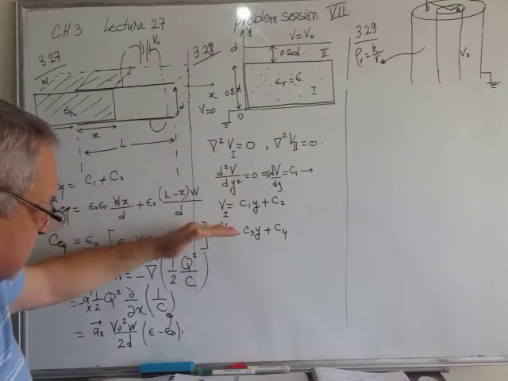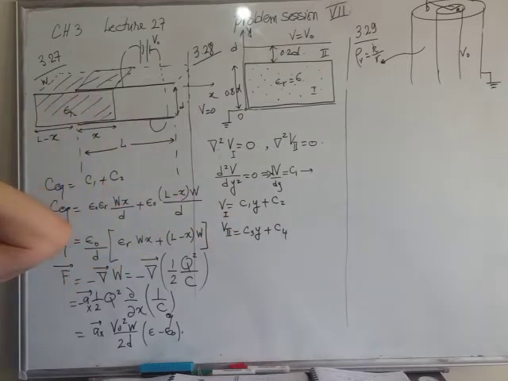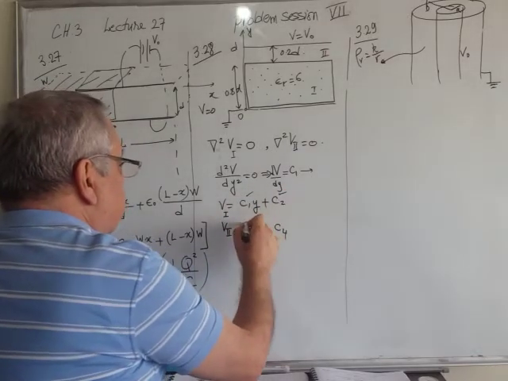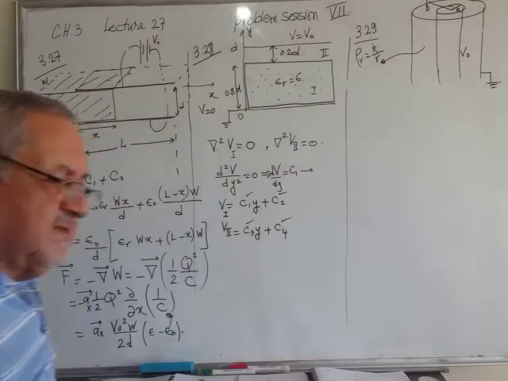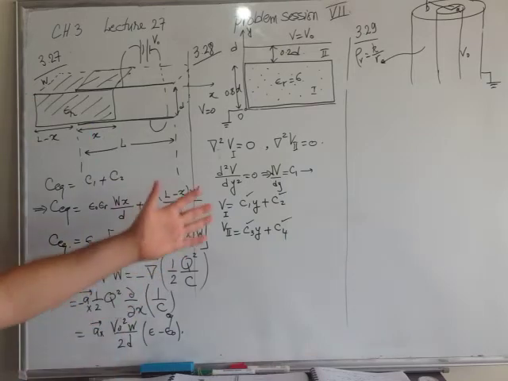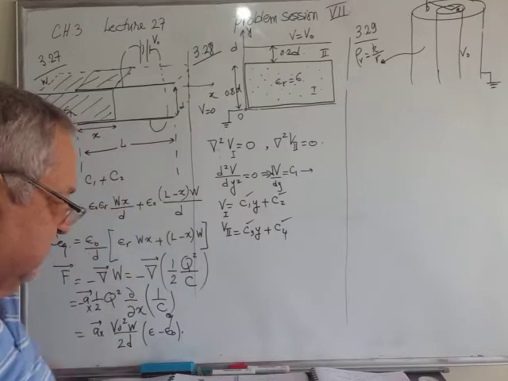We obtained this solution now, but it's not a unique one. We have to benefit from the boundary conditions. Okay? In order to use the boundary conditions, we have to know, here we have 1, 2, 3, 4 constants of integration. Therefore, we need 4 conditions in order to find these 4 constants.